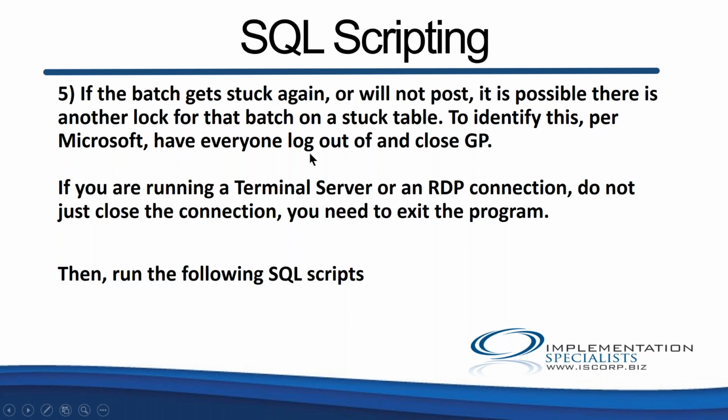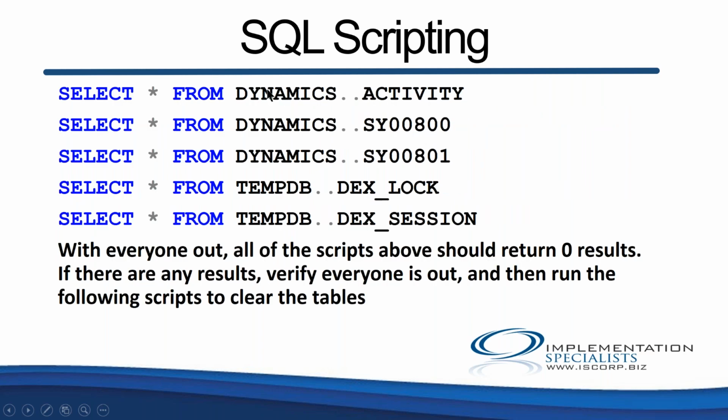So at this point, we would need to have everybody out of GP. And that means not just closing the terminal server and RDP connection; they would actually have to close the GP program itself. And then there are 5 scripts we want to run: the Dynamics activity, 800, 801, and then tempdb, dexlock, and dex session. These are all tables that can put locks on batches and transactions. And with everybody out, all 5 of these should be blank. We should return no results.